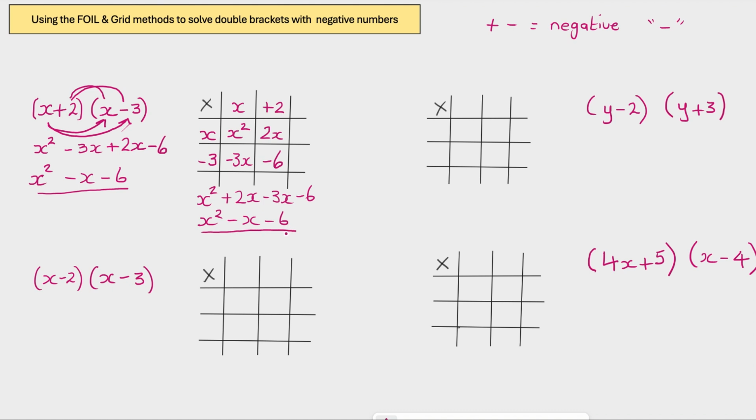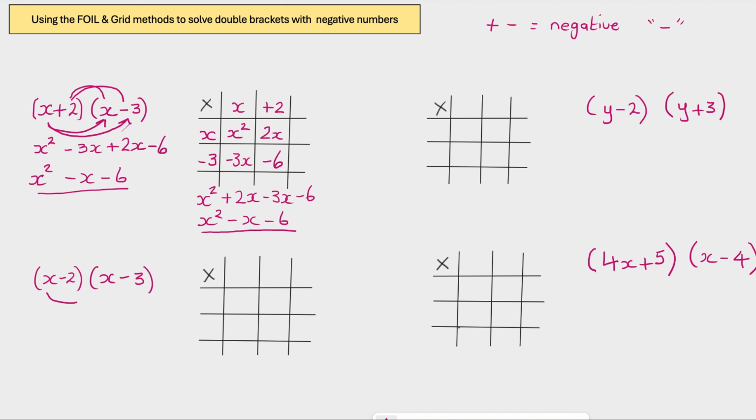So it's down to you which way you feel comfortable. But it is nice to have different options. Like I said before, I prefer the FOIL method. I prefer this way. But many others prefer that way. So let's go on to negatives.